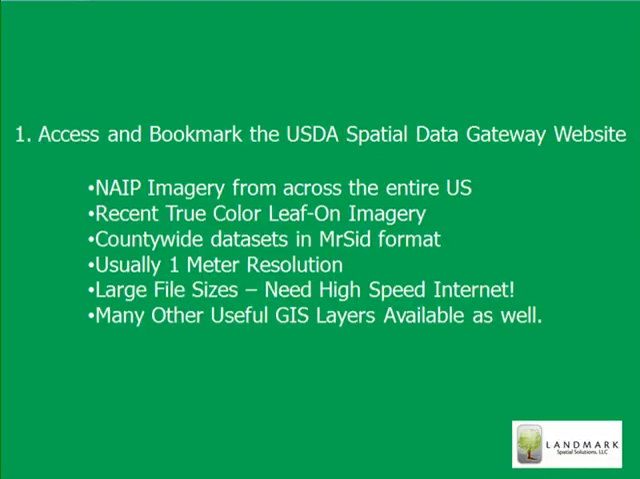In this tutorial, we'll go through the process of downloading aerial imagery online. The first step will be to access and bookmark the USDA Spatial Data Gateway website. Here you'll find, among other things, National Ag Imagery Program imagery, also called NAIP photos, and these are available from all across the entire U.S.